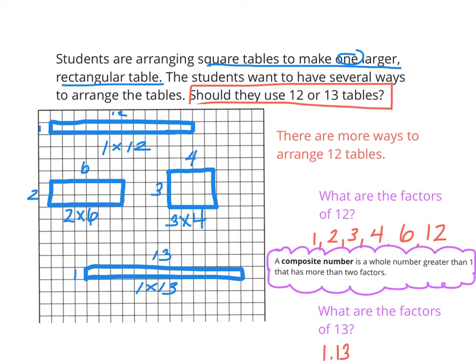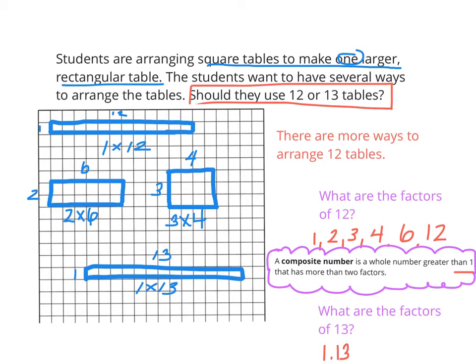So the question is, is 13 a composite number? Remember, a composite number is a whole number greater than 1 that has more than 2 factors. So if we're looking at the number 13, it definitely is greater than 1, but it does not have more than 2 factors. It has exactly just the 2 factors. So 13 is not a composite number. 13 is a prime number.